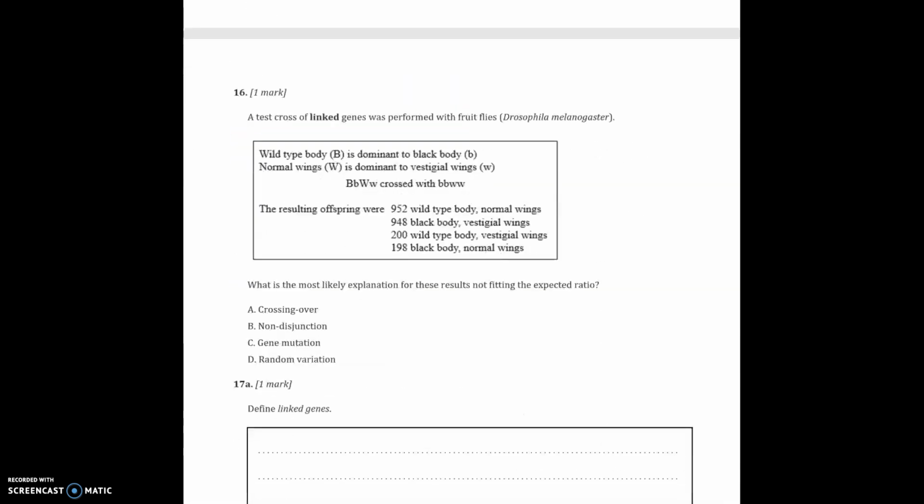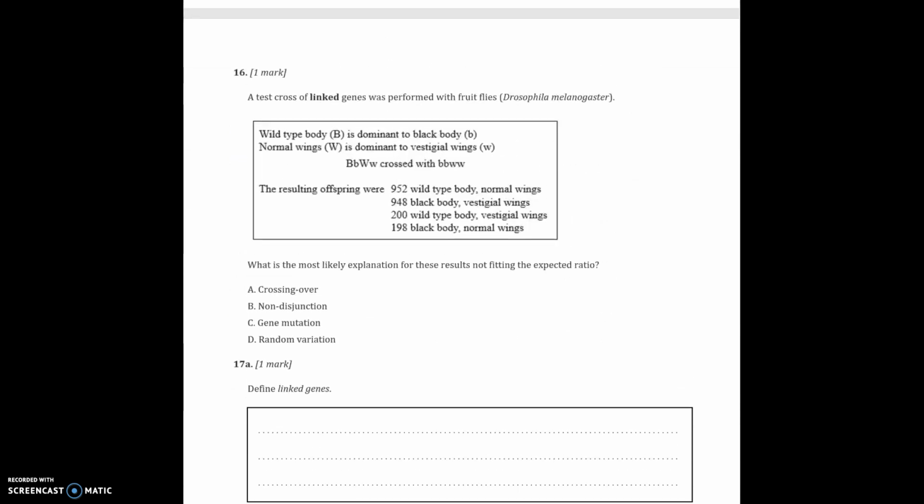And finally, the last multiple choice question, question 16. It's a test cross of linked genes, and you see you don't have a 1 to 1 to 1 to 1 ratio there. So the question is, what is the most likely explanation for these results not fitting the expected ratio? Well, the answer is going to be crossing over. None of the others make any sense.